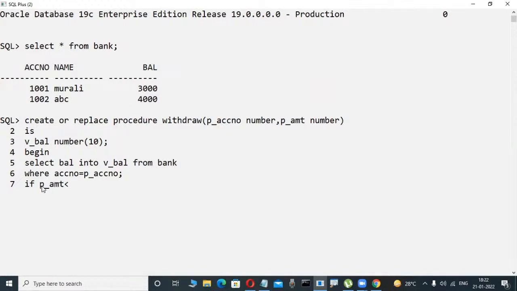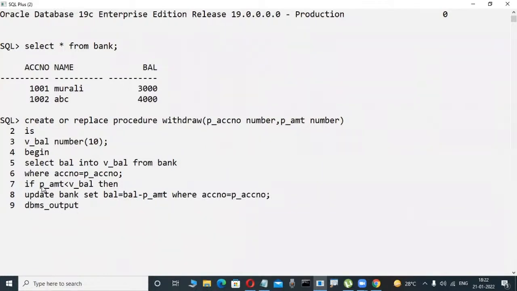Suppose that amount, logically observed here, not as coding, is less than the available balance. Then I want to affect that in the database. Update table name, set balance equal to balance minus p_amount. Something is there where coding is there. Okay, fine. Here I am writing some message, same like Java.net. Some messages I try to display: your transaction is successful.